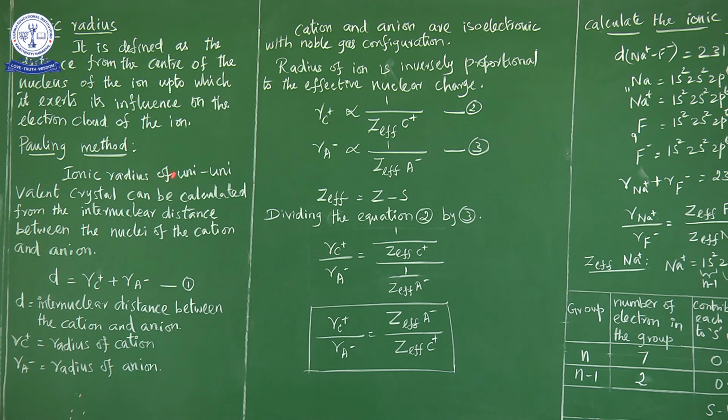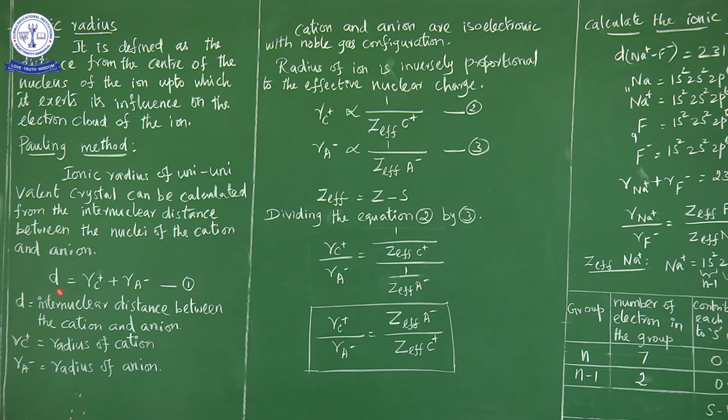So the ionic radius of a univalent crystal, such as a sodium fluoride crystal which consists of a single valency cation and a single valency anion. How is the ionic radius of such a univalent crystal calculated? From the internuclear distance between the nuclei of the cation and anion. Sodium plus is the cation and F minus is the anion. So the distance between the nucleus of Na plus and the nucleus of F minus is used to calculate the ionic radius. The formula is given as D is equal to Rc plus plus Ra minus.